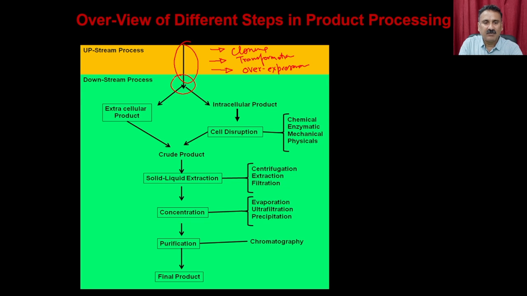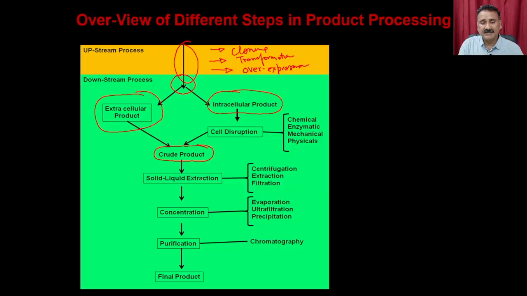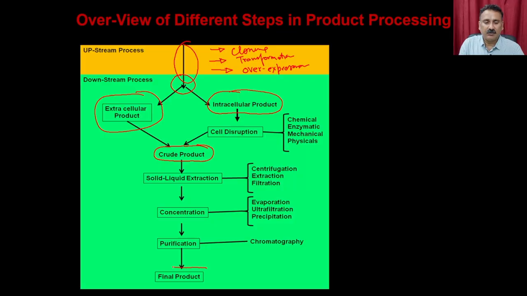These overexpressed cells can provide you the protein either in the extracellular media, or it can be an intracellular protein. If it is an intracellular protein, then the cell has to be broken open so that you can get the crude product or the crude protein, where you have the protein of your interest, and along with that you have other proteins. From this you can perform different types of procedures to purify this protein so that you get the final enzyme at the end.